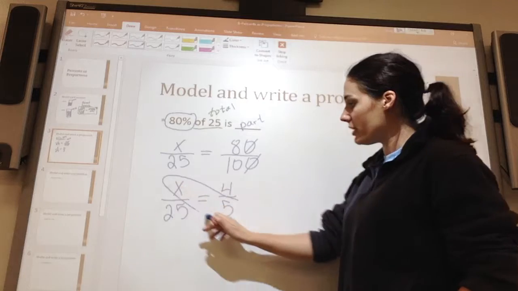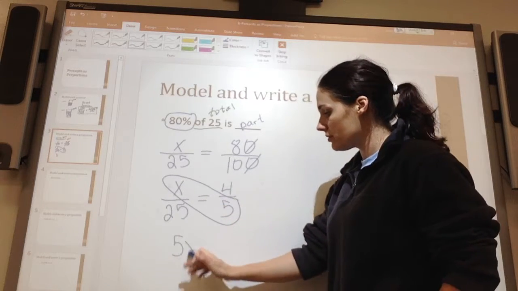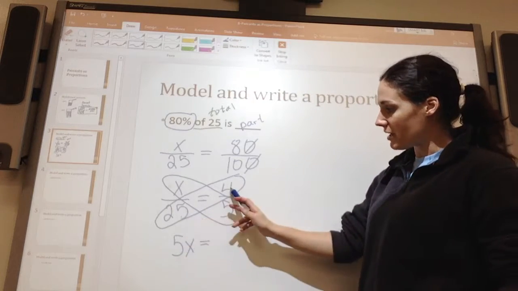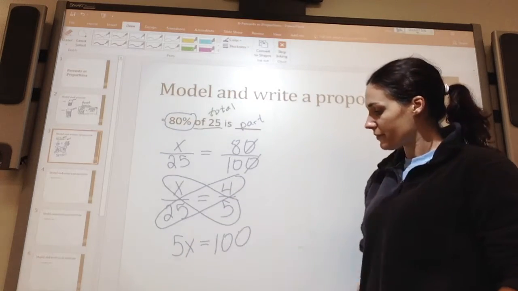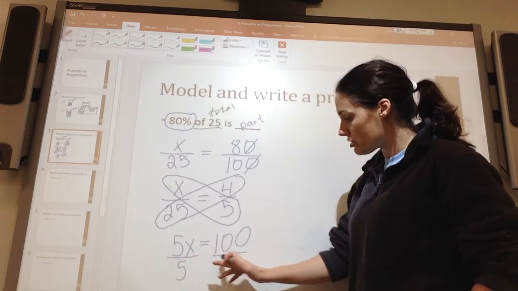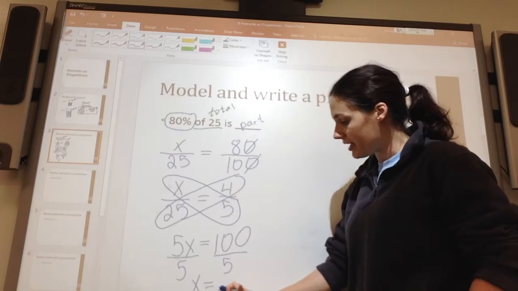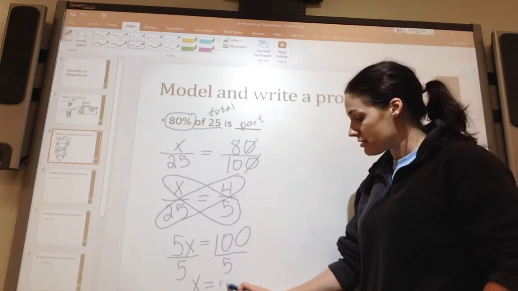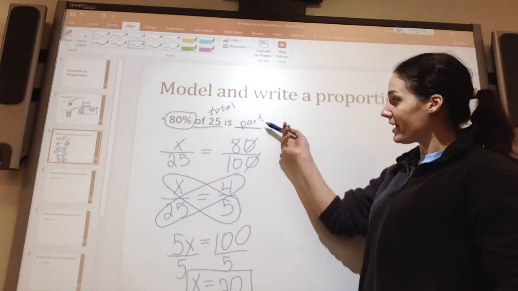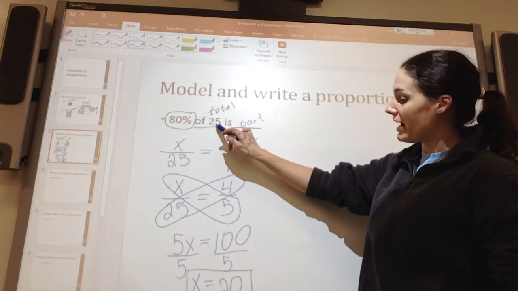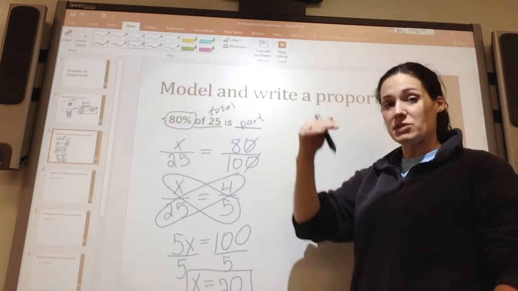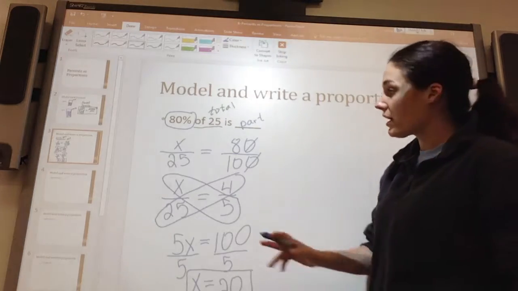Cross product would be 5 times X equals multiplication in the other direction. We get 25 times 4, and that's 100. Okay, last step, solve your proportion by solving for the variable. So we've got to divide by 5, which means X is, well, 100 divided by 5 is 20. So if we plug that back in up here to the problem, 80% of 25 is 20. And doesn't 20 seem like it's 80% of 25? It's pretty close to 25, but not quite. Okay, let's look at another one.